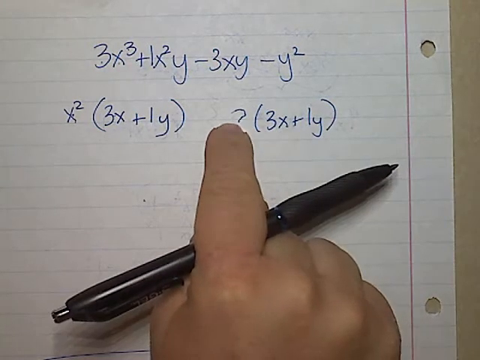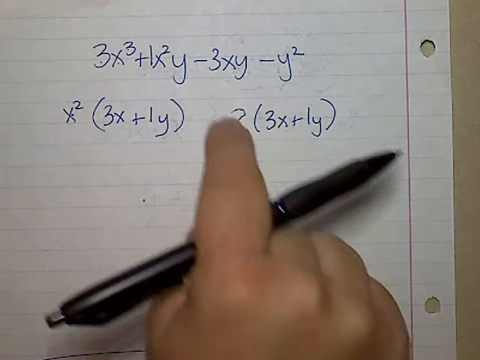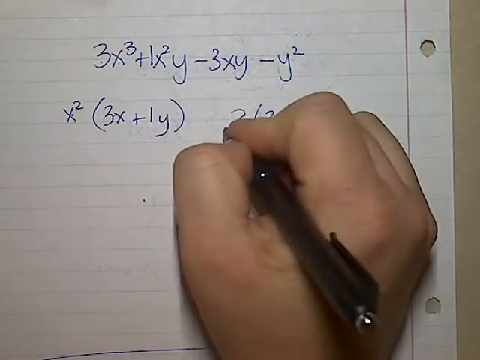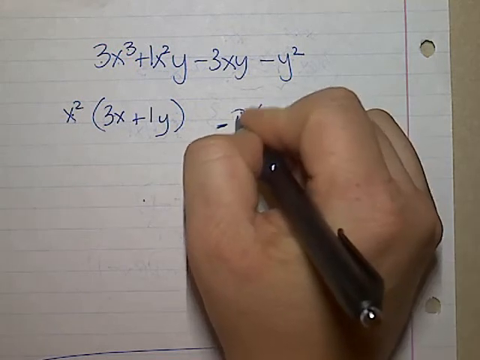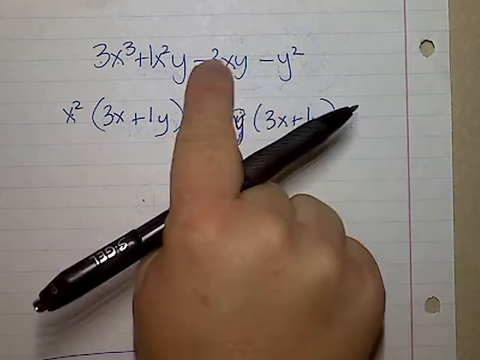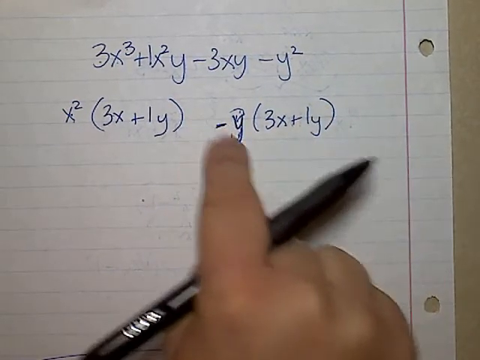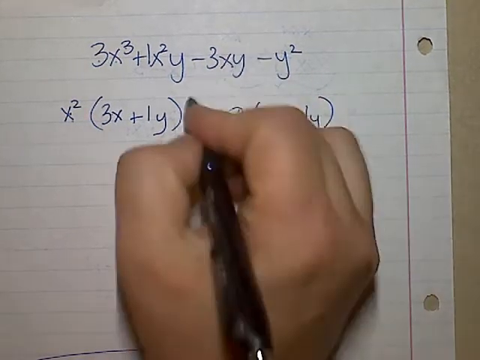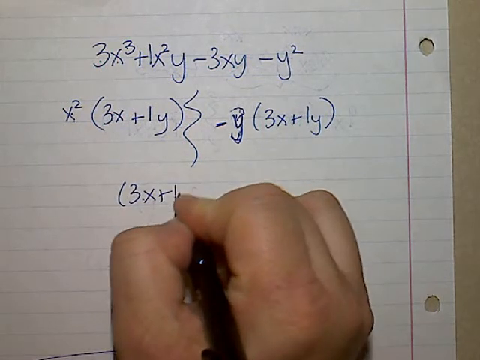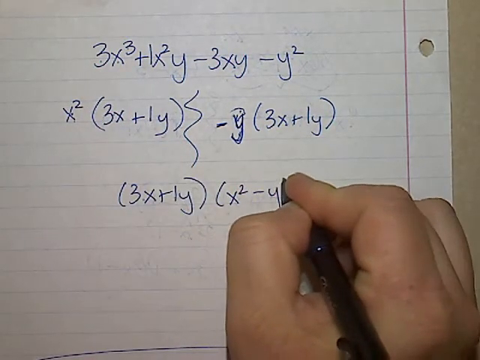Is there something I can take times 3x and end up with a negative 3xy? And the answer would be a negative y, or a negative 1y. When I multiply these, I get negative 3xy. When I multiply this, I get negative y squared. So think of this as a front and a back. They both contain 3x plus 1y in front of the first and in front of the second.